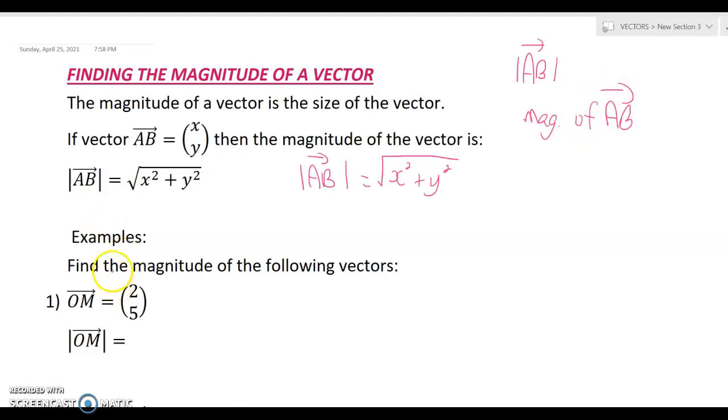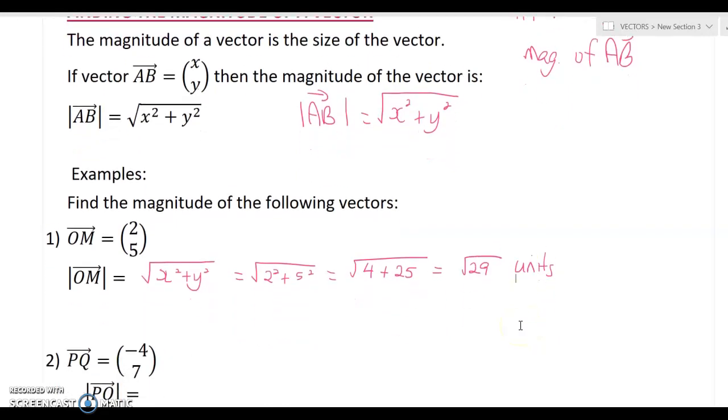So let's get to these examples here. I'm going to work them all together. Find the magnitude of the following vectors. So we just learned it's the square root of x squared plus y squared, right? In this case, our x value is 2, so it's 2 squared plus 5 squared. So it's the square root of 4, since 2 squared is 2 by 2, plus 5 squared, which is 5 by 5, 25, right? So it's the square root of 29. And you can just put units. You could work out what the square root of 29 is, or you could leave it just like that.